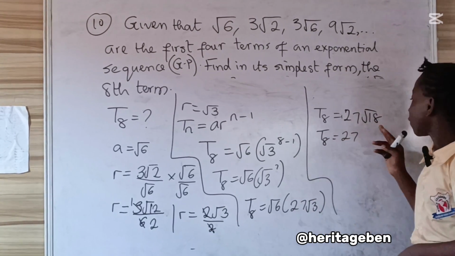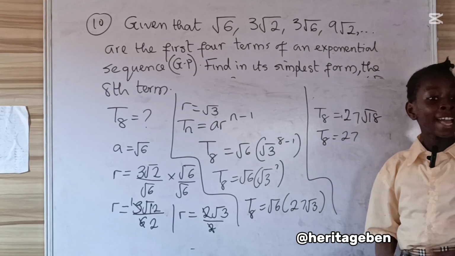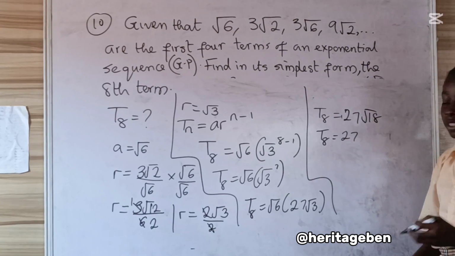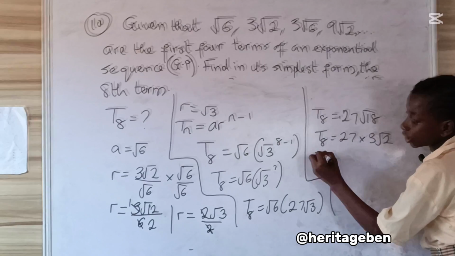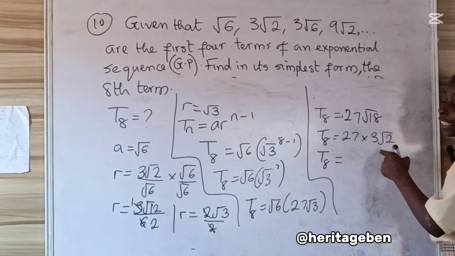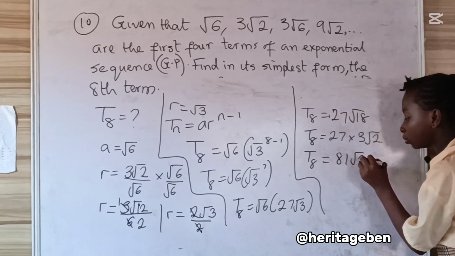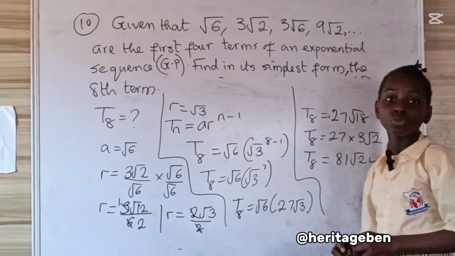Now, what times what gives us 18? 1 times what? 9 times 2 is 18. So root 9 times 2. Root 9 is what? 3. Multiplied by root 2, 3 root 2. So T8 is equal to 27 times 3 root 2, which is 81 root 2. So this is our final answer. The 8th term is 81 root 2.